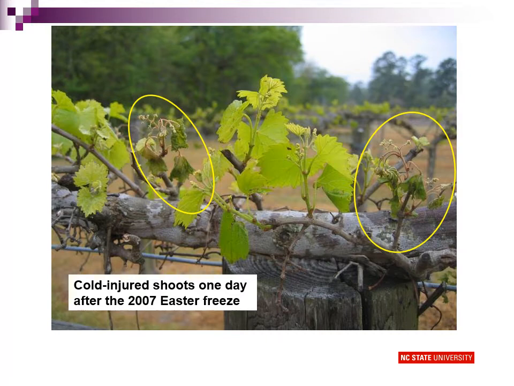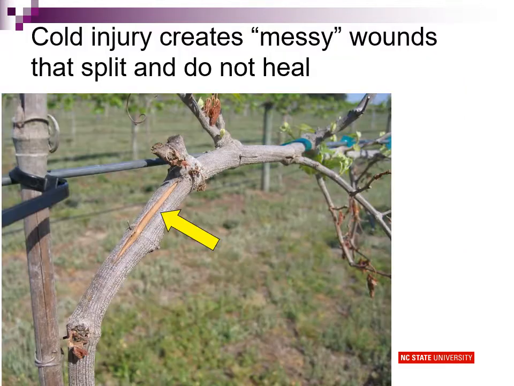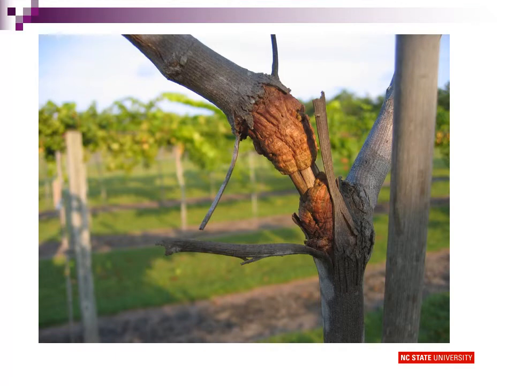And what was even more troublesome for us was the damage that occurred on younger vines. On young vines, 2 to 3 years old, the cold injury created this sort of messy wound that you see in this image, where the stem split and does not heal. And so this type of cold injury, if it's not removed, eventually winds up being a wound that never heals.